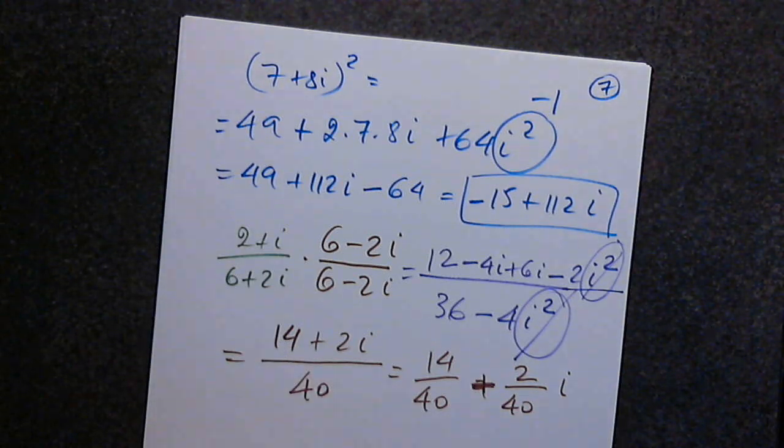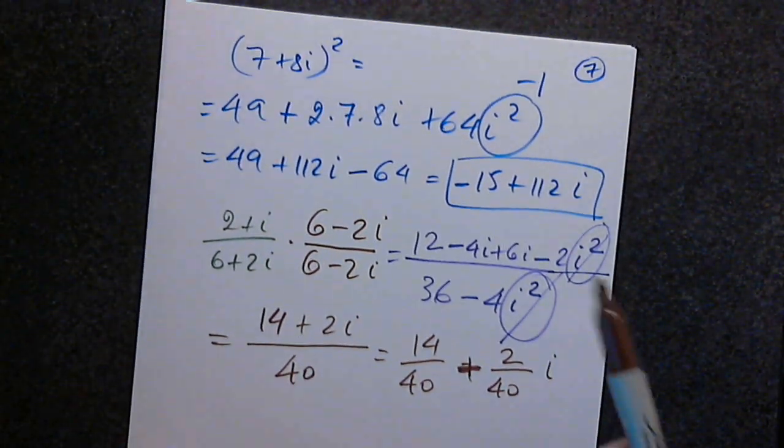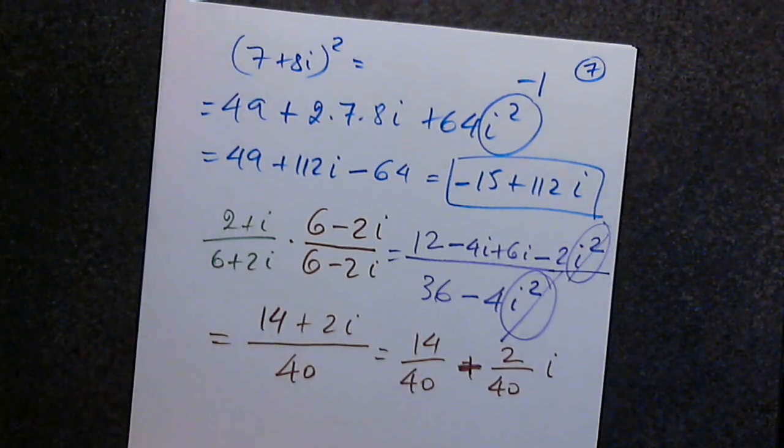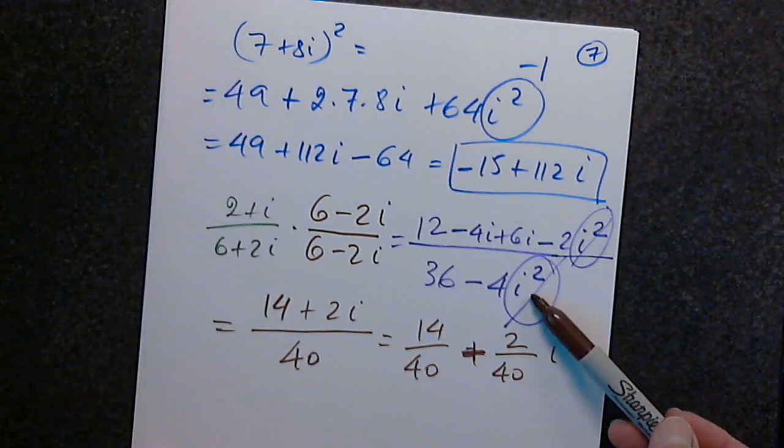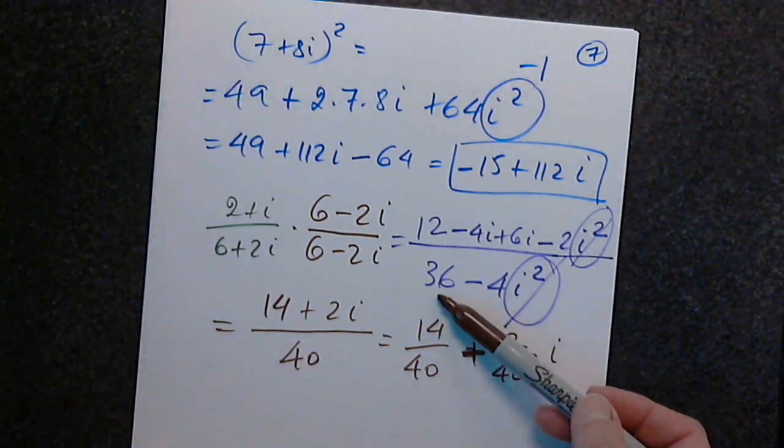I'd rather go back and check. Maybe you see something I don't. Negative 2 times negative 1 is positive 2, plus 12 is 14. And then 6i minus 4i is 2i. Negative 1 times negative 4 is 4. 4 plus 36 is 40.